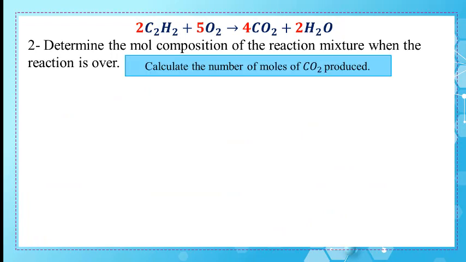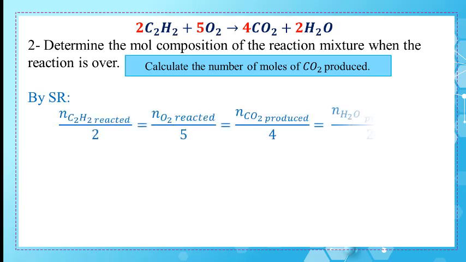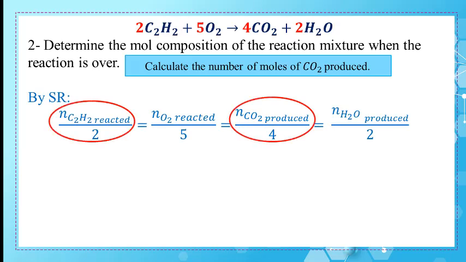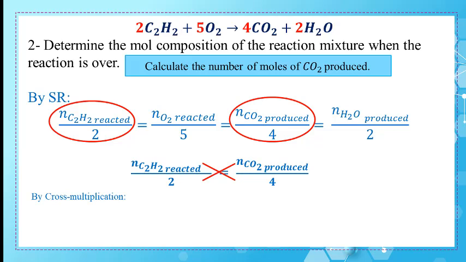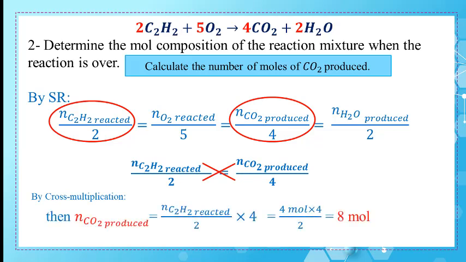Calculate the number of moles of CO2 produced first. By SR, we use the ratio of any reactant with the ratio of CO2 produced. By cross multiplication, we obtain the number of moles of CO2 produced. It is equal to number of moles of C2H2 reacted over 2 times 4, equals 8 mole.